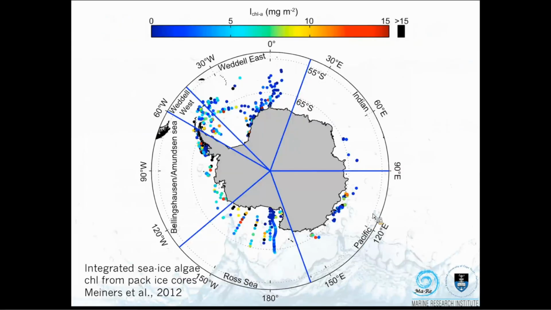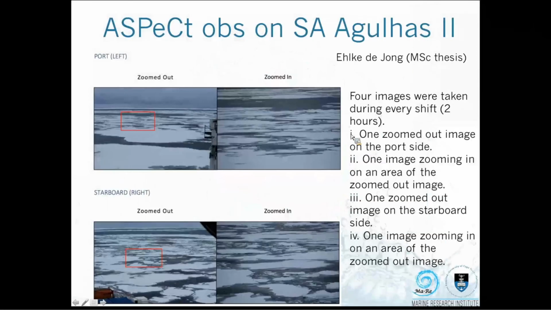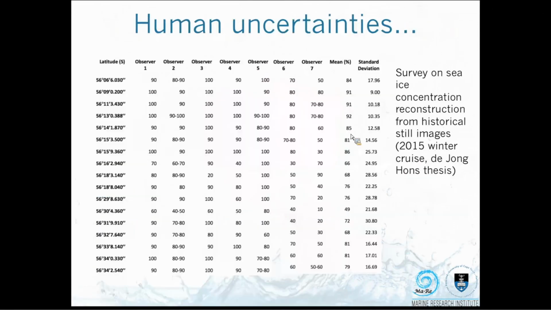If we look at the integrated sea ice algae chlorophyll from ice cores, now these are samples in the sea ice, the Indian Ocean sector, which is actually partly an Atlantic sector, has no data at all. And the same happens for the biogeochemistry. You see, almost nothing in these regions. So observations of sea ice concentration, as well as training personnel to understand the uncertainties of human observers looking at this. This is work that was done by one of our students, comparing how different observers looked at the sea ice concentration.